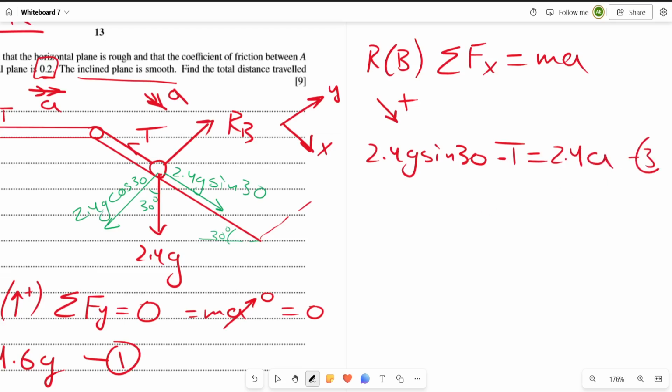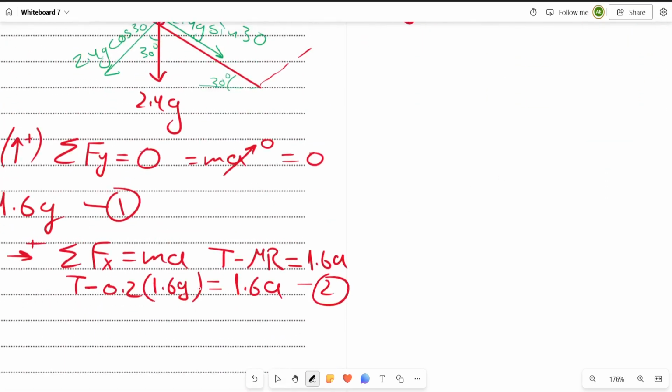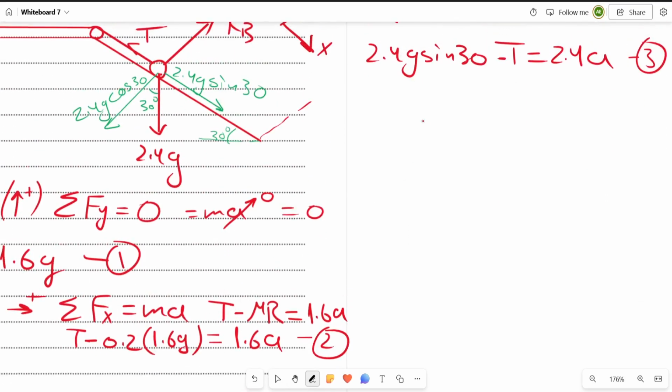This is my third equation, and now I can solve equation number 2 and equation number 3 together. So equation number 2, I can multiply 0.2 by 1.6. That's going to give me 0.32 G, and move it to the other side, so it's going to become plus.